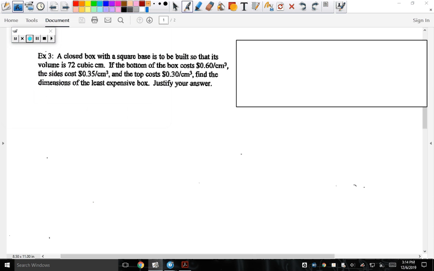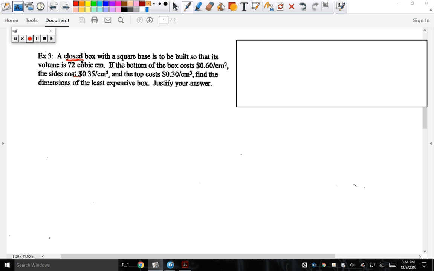Our third example, they're going to increase in difficulty. When I say difficulty, you just have to be more careful in the attention to detail. Here we go. We have a closed box. That's important. Don't dismiss that.